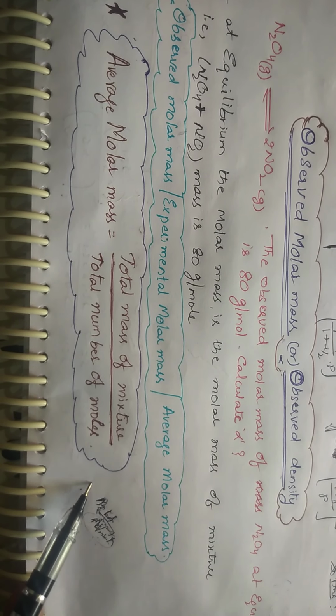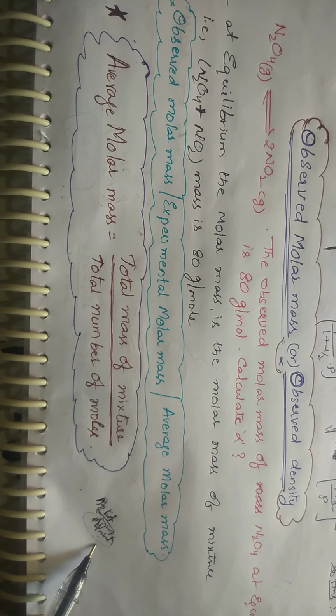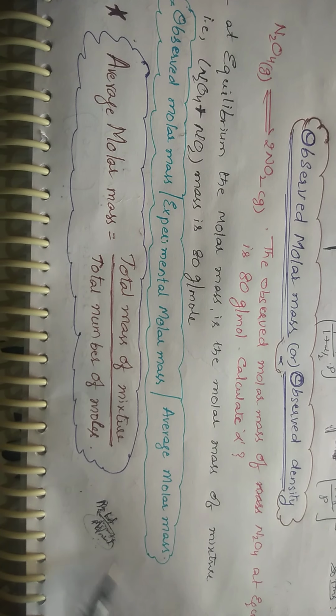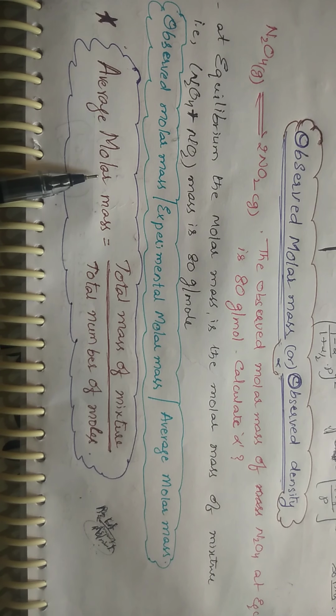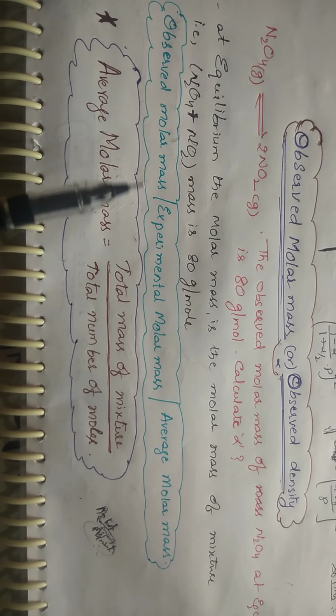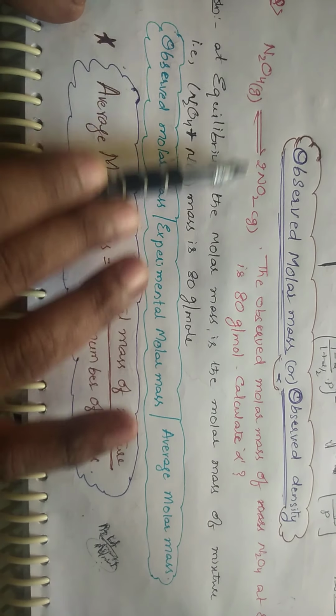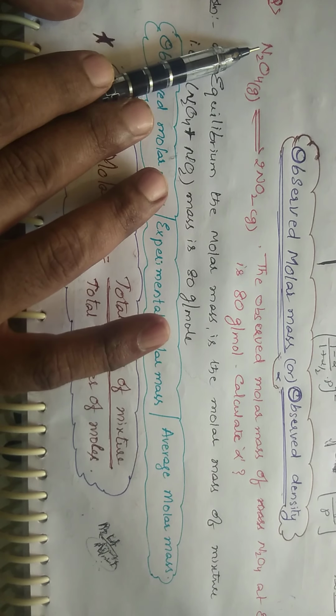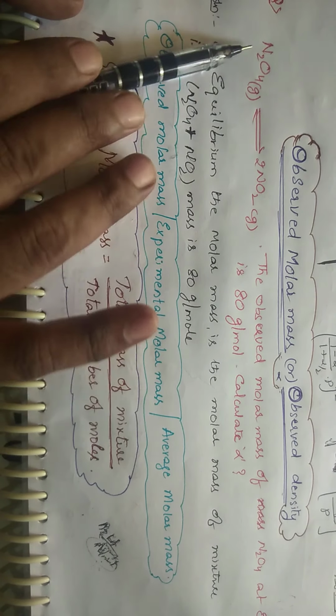If you send molecular weight this side, what happens? n will be coming this side. So, weight by number of moles. So, average molecular weight is nothing but the average mass of both the components. At the equilibrium, you will not be having only N2O4, right? You will be having these two components. At the starting point, you will be having this one. At the equilibrium point, you will be having these two.